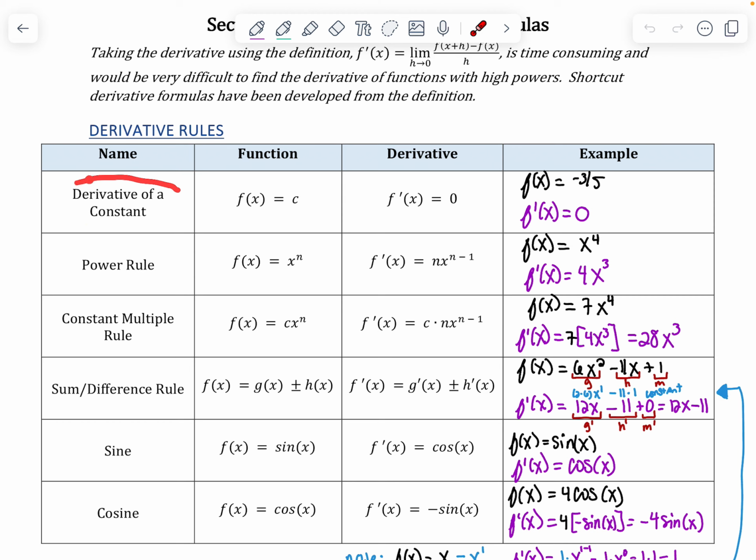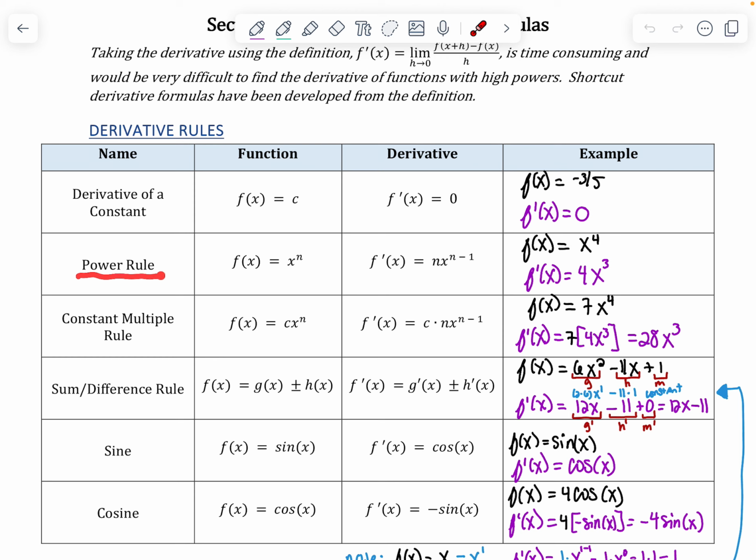So the first one is if you're taking the derivative of a constant. So notice the variable is x, but x does not appear in our function. The derivative will be 0, right? If my function doesn't have an x in it, then my slope of my tangent line will be 0 across the board because really I have a horizontal line.